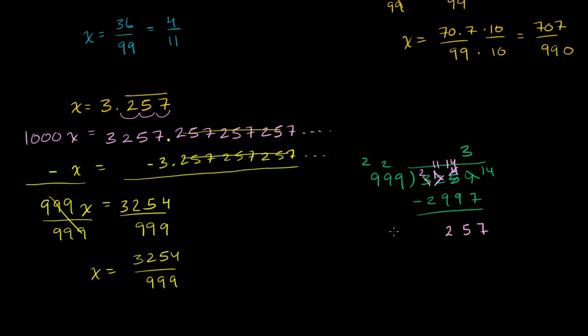So we are left with, did I do that right? Yep. So this is going to be equal to 3,257 over 999. And we're done.